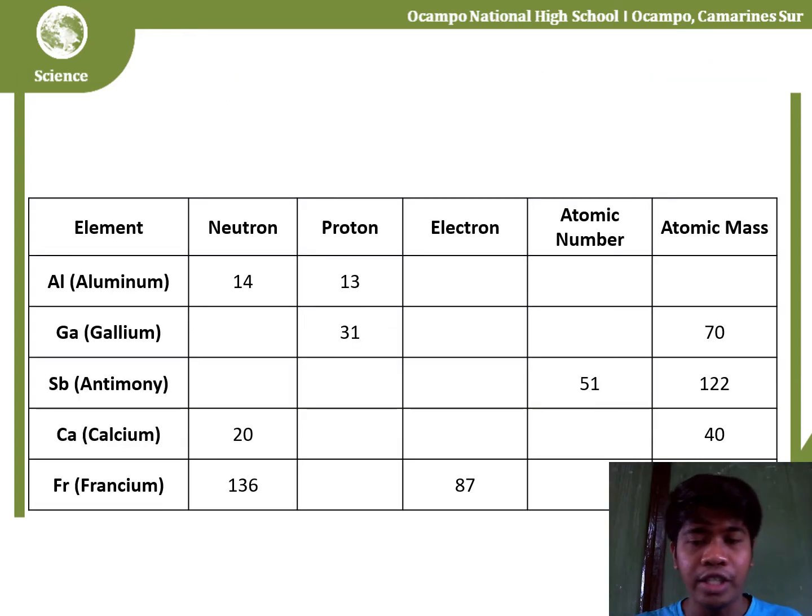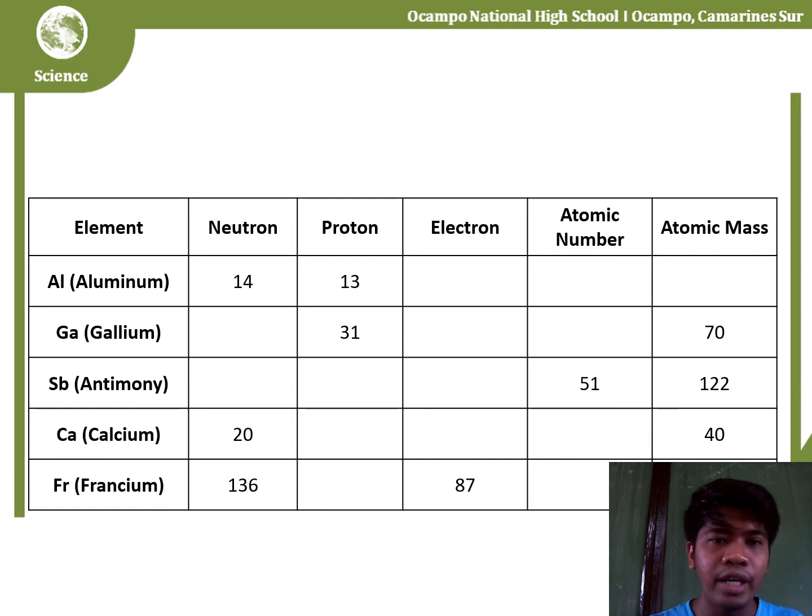Okay, now let's continue our class discussion. I have here a table, the same, an incomplete table. Anong gagawin natin? The same with the previous activity, we will try to supply the missing data based on the given in the following table. So we have here different elements: aluminum, gallium, antimony, calcium, and francium. Hahanapin natin yung mga nawawala sa table na data.